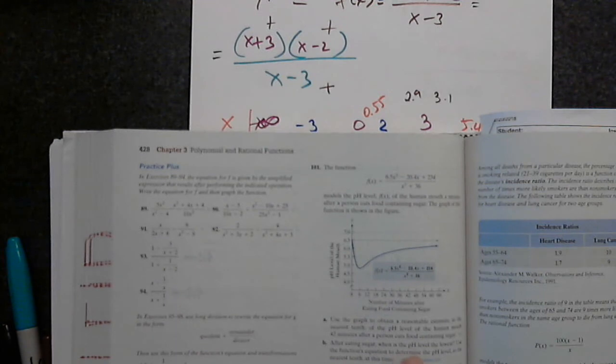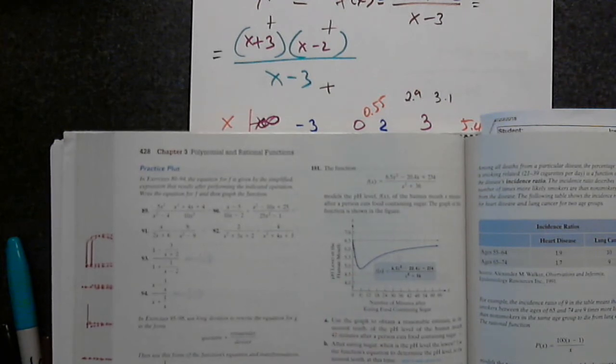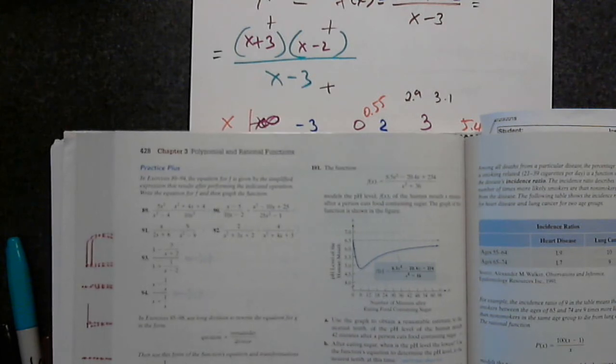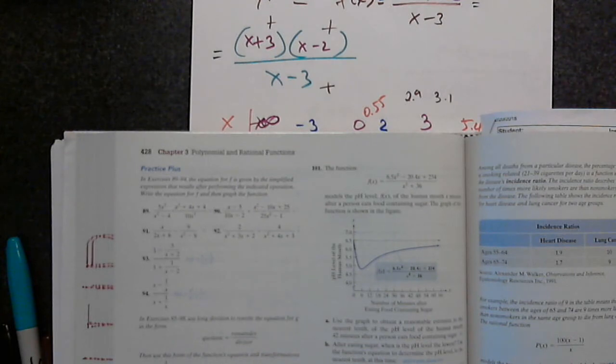Okay. After eating sugar, when is the pH level the lowest? Yes, 6 minutes. Okay, after that. Perfect. According to the graph, what is the normal pH level of the human mouth? 6.5, according to this. What is the equation of the horizontal asymptote associated with this function before we even read that? Y equals 6.5.